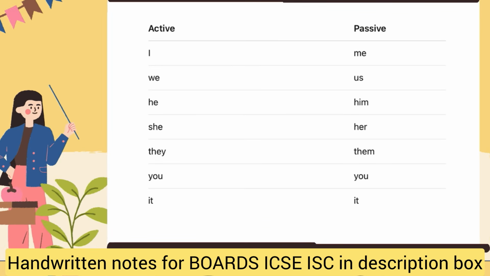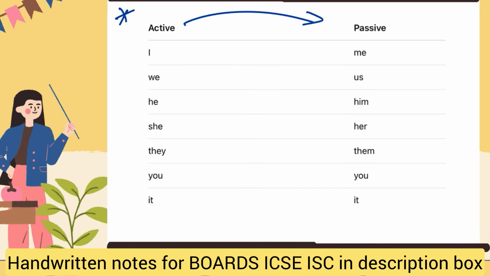The next important thing is change in pronouns. Active to passive: I will be written as me. We, us. He, him. She, her. They, them. So when you write your answers, you'll be able to figure out what sentences you have to write. Like normally when you speak English, you'll be writing it on your own and it's very simple to convert it into passive voice.